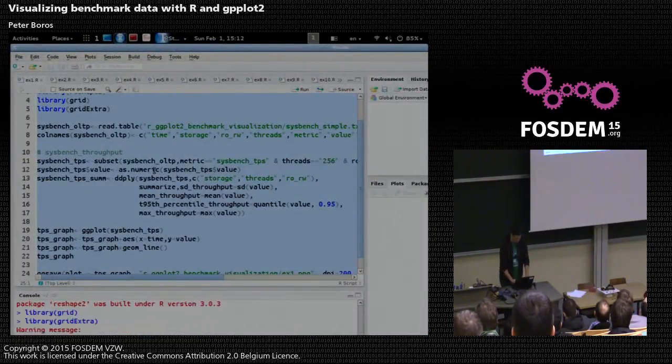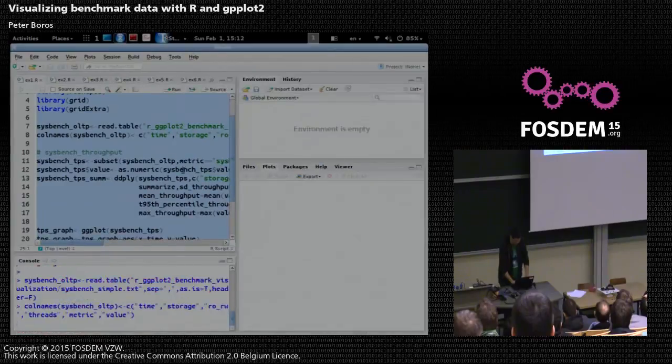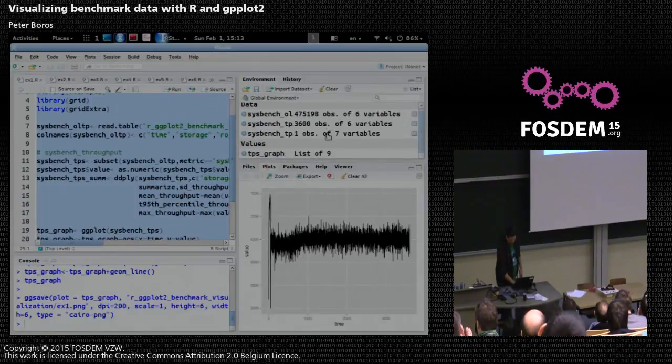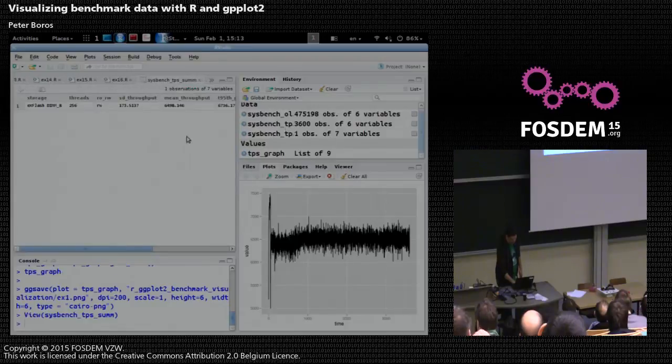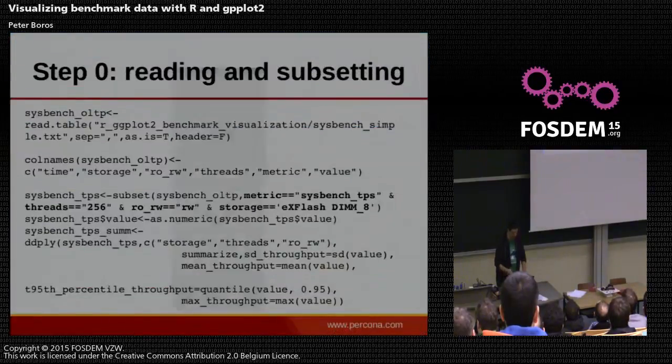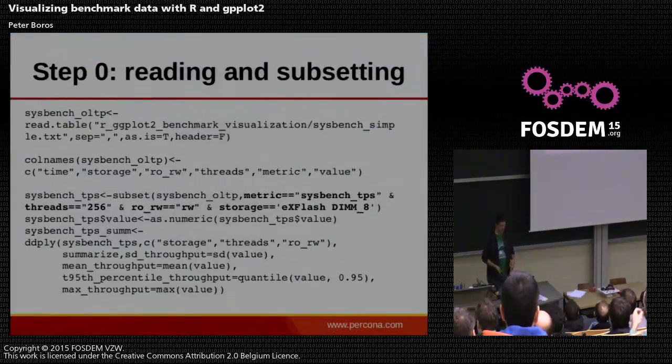R also has a nice IDE called RStudio. This is the first graph I'm going to show you soon, but here is the aggregate data frame. It's not too visible, I guess, but it calculates for the given benchmark, each of which is an hour long, the standard deviation of throughput, mean throughput, the 95th percentile, and the maximum. So for each case, we have tabular data as well.